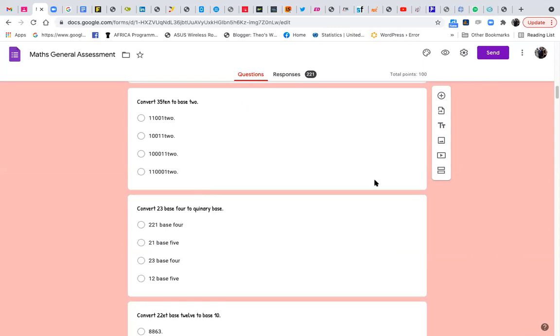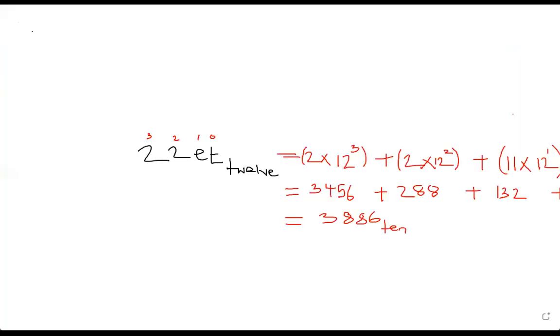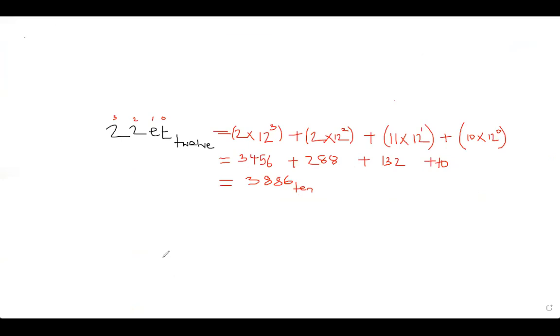Excuse me, teacher. So Joseph, can they give you a question like convert 22 B A base 12, where B stands for 11 and A stands for 10? Is that the way they set the question? Yes, that's how they can set it. Okay, thank you, teacher. You're welcome, please.